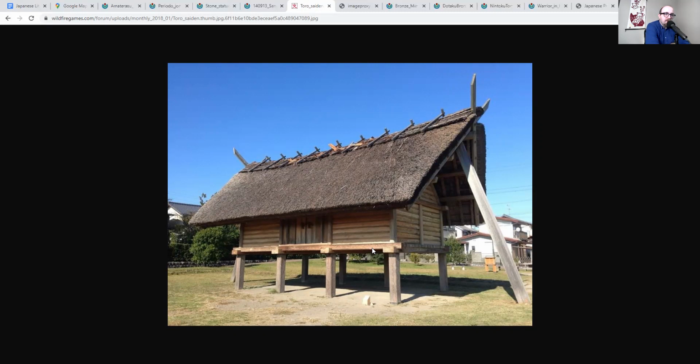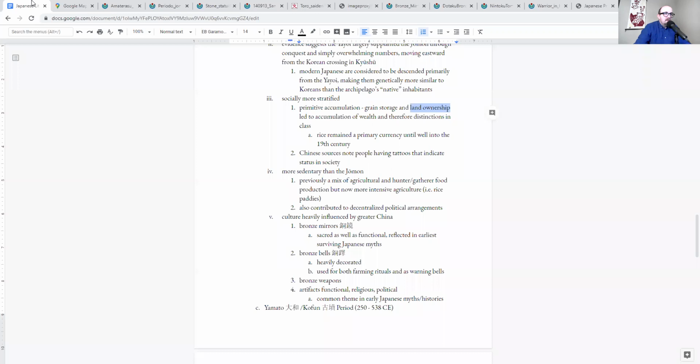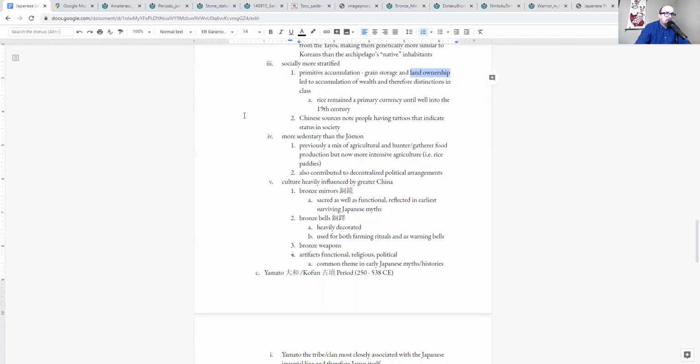And so this is the period in which we start to see this clear social stratification based upon the possession of commodities. And as I noted here, rice remains a primary currency. Those good old Chinese sources also note that the people of the kingdoms of Wu had tattoos that supposedly indicated their status. We don't necessarily know what these tattoos are like. It's just something that is mentioned in Chinese sources.